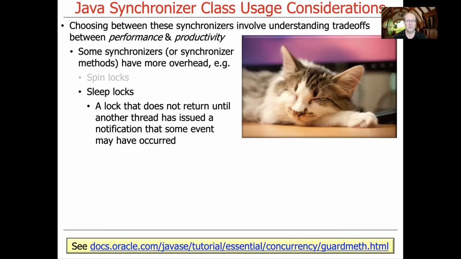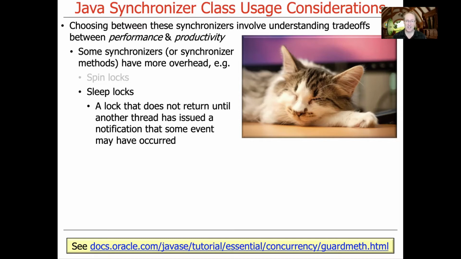An alternative to a spin lock is called a sleep lock. And that's a lock that blocks and doesn't return to the calling thread, or the calling thread is put to sleep, if you will, until another thread has issued a notification that some event may have occurred that may change the conditions so that the lock that's sleeping can wake up and then make forward progress. And so you'll see that this concept of sleeping or waiting or blocking is another style of lock. And I should hasten to mention that some synchronizer mechanisms will support both spinning and sleeping within the same abstraction by just having different methods.